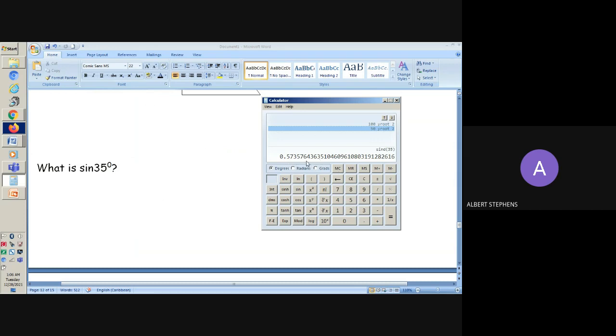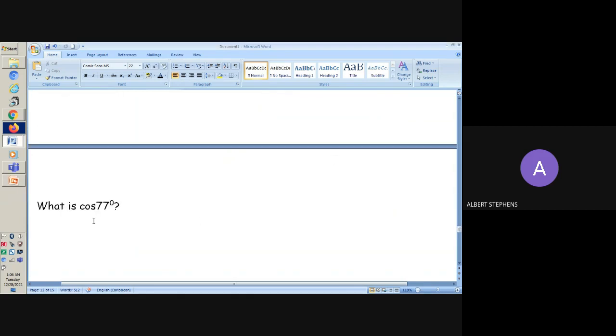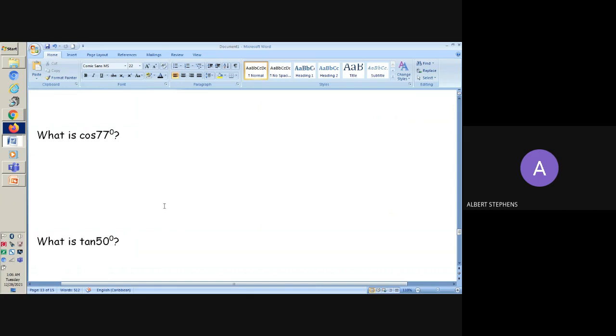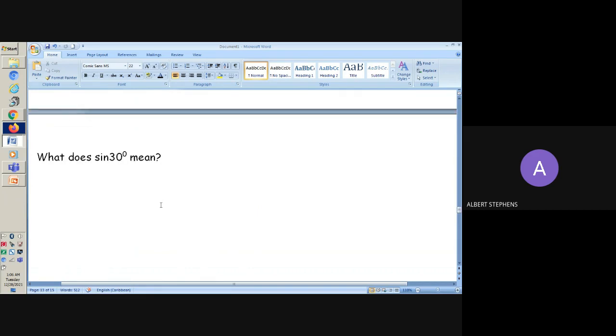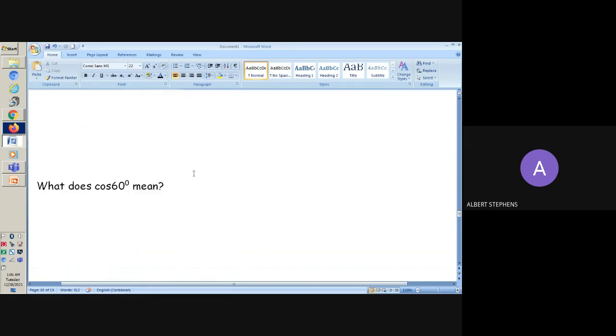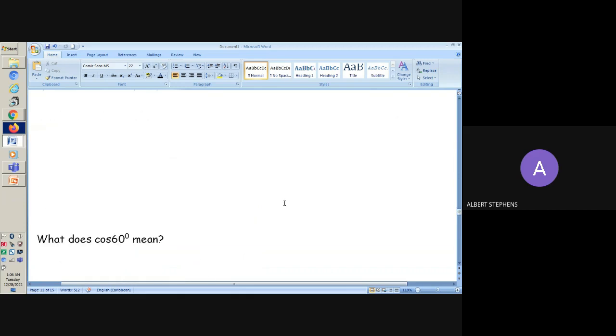Just a point to note that whenever you're using a scientific calculator, your calculator must be in degree mode. And you can find all other angles. For 77, you just press cos 77, tan 50, and you'll get the ratio. It's just that sine 30, cos 60, and tan 45 give you whole numbers.